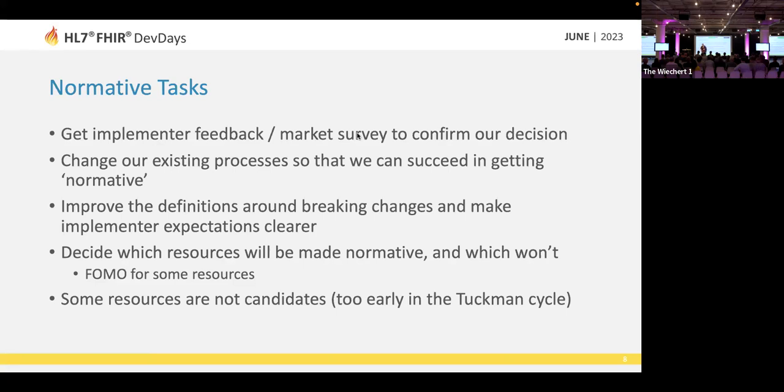But there are some resources that are absolutely, definitely never candidates for being done in Release 6. They are too early in the Tuckman cycle. The groups working with them are still norming. There's no way they're going to be ready. And then we will be carving out some parts of the specification and saying, no, they're just not candidates. They will continue to evolve. I am not going to tell you which they are, although you can guess on some of them, but it will definitely not be everything normative.